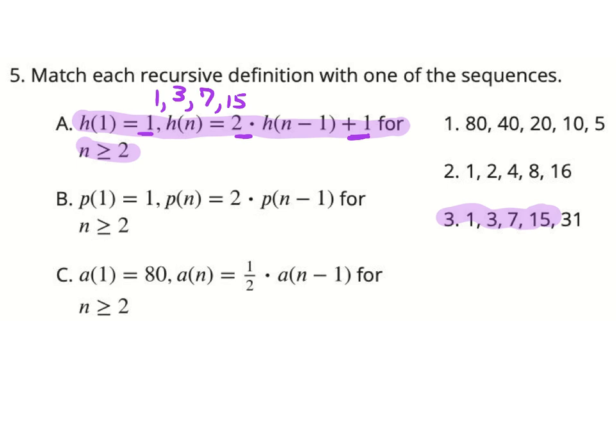All right, moving on to the next one. We start at 1. Our change is times 2. So B matches with 2. And for C, obviously, we're starting at 80 and we're multiplying by 1/2. So C matches with 1.